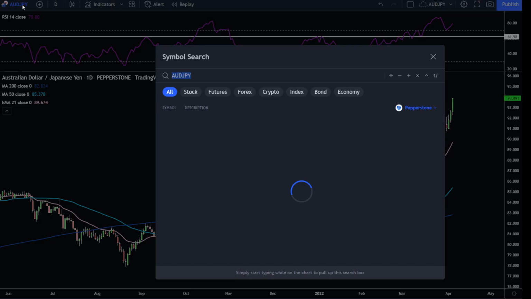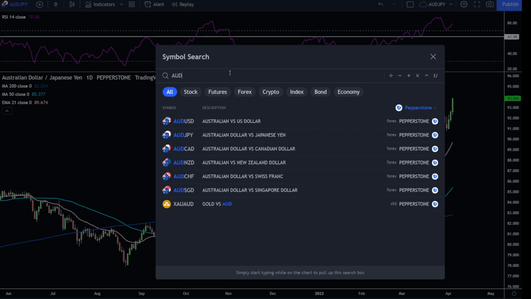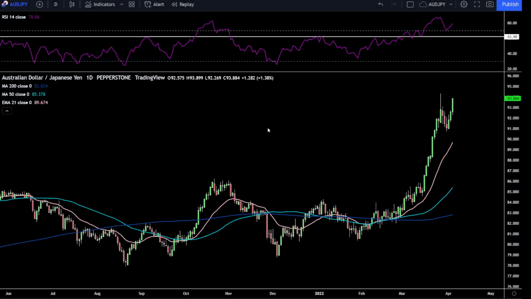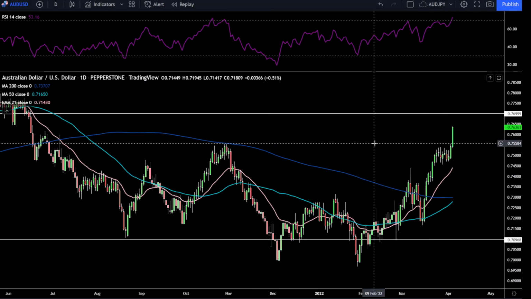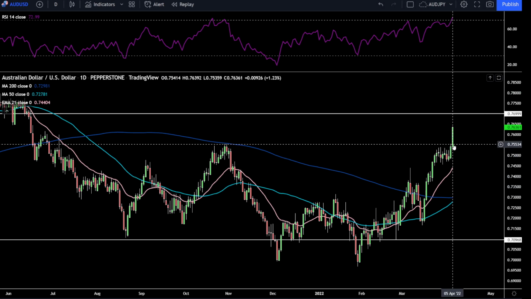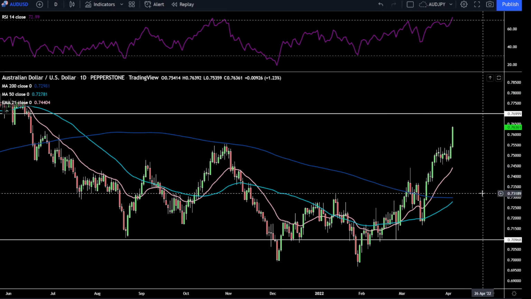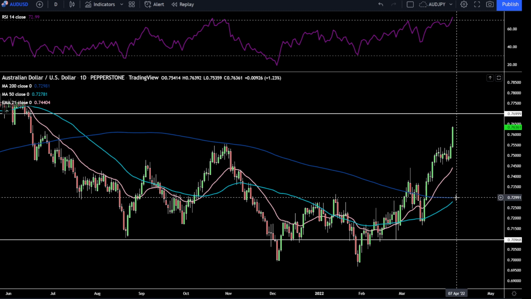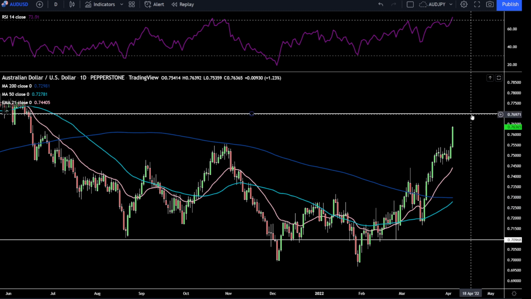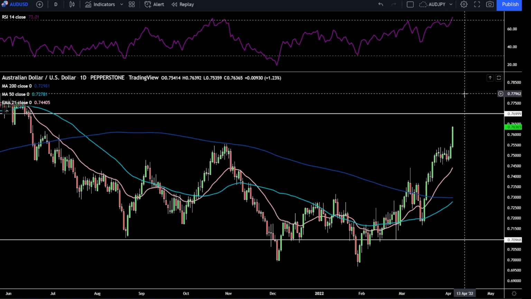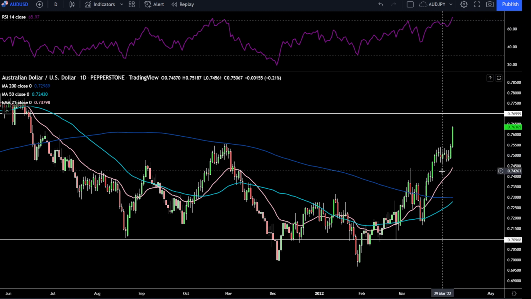Let's have a quick look at AUD USD, as that's one of the most traded pairs out there. And we can see it's surged higher. The 50-day simple moving average looks like it wants to cross above that 200-day. We've got some strong resistance here at 0.77, so we'll see if price pushes up there. The RSI is in overbought territory, but things can obviously become more overbought.